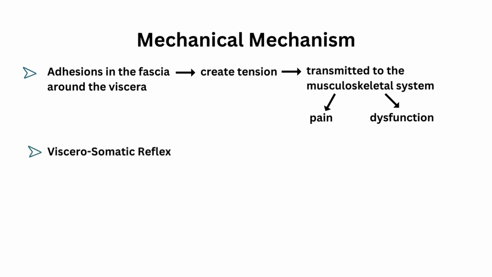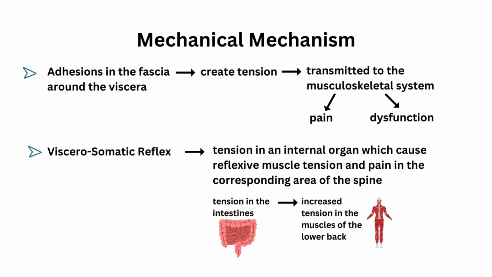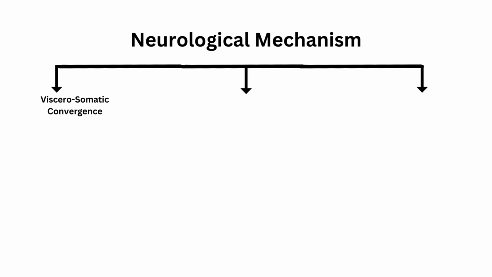Viscerosomatic reflex is defined as tension in an internal organ which causes reflexive muscle tension and pain in the corresponding area of the spine. For example, tension in the intestines may lead to increased tension in the muscles of the lower back. Neurological mechanisms include viscerosomatic convergence, autonomic nervous system dysregulation, and central sensitization.